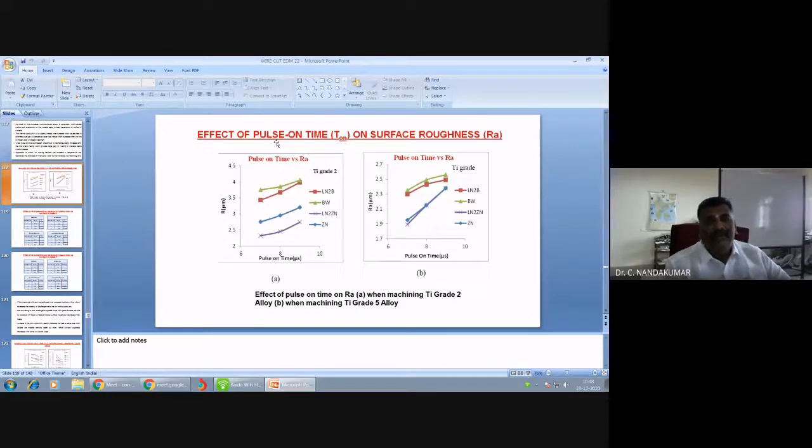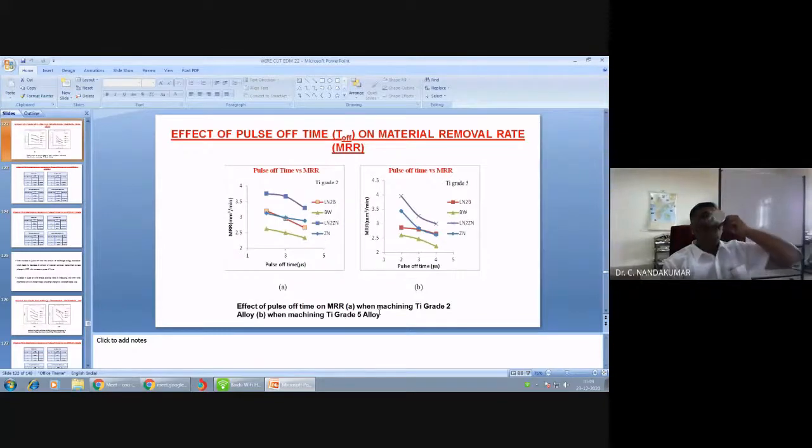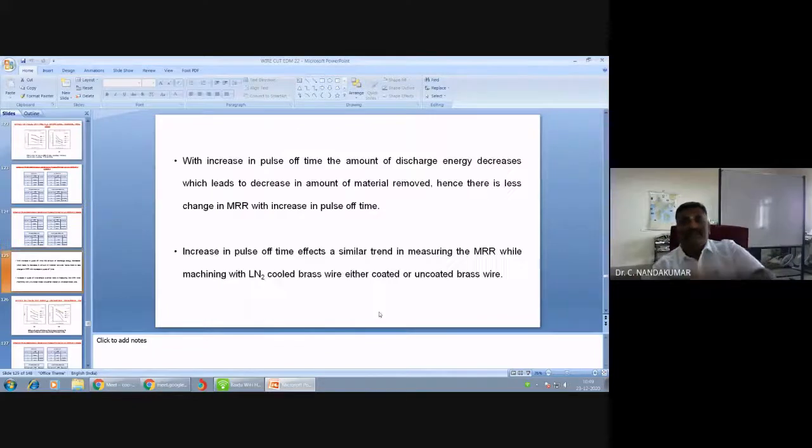Similarly, for all the experiments, when machining grade 5 alloy, the increased thermal conductivity leads to dissipating the heat at a faster rate, causing faster material removal, and hence the surface roughness decreases with online liquid cooled wires. Similarly, we carried out various experiments. So better surface finish and MRR we got with the help of liquid nitrogen cooling.